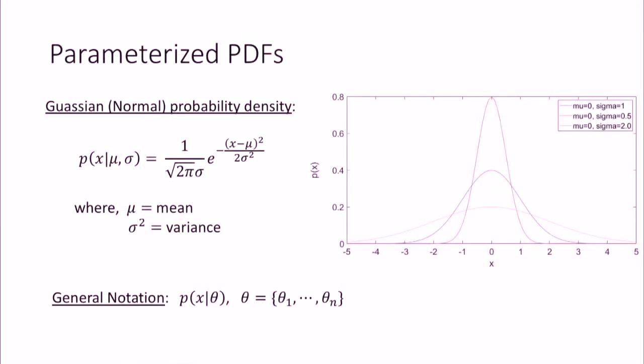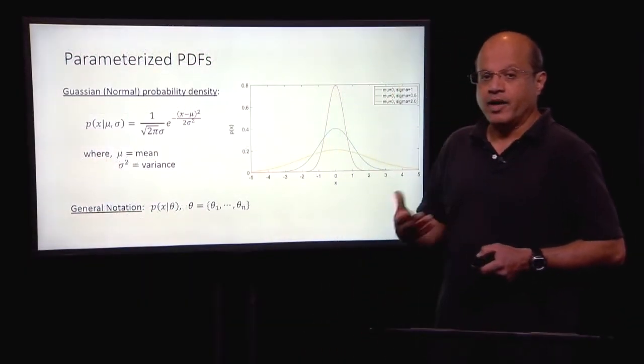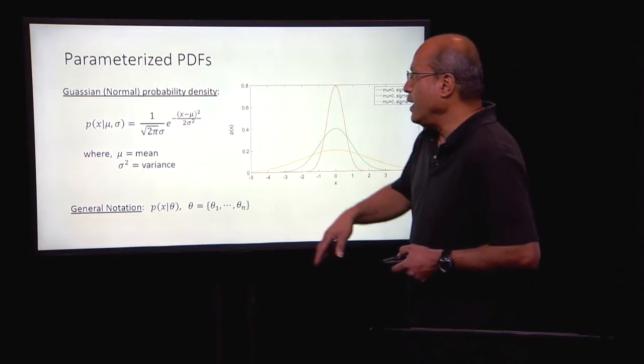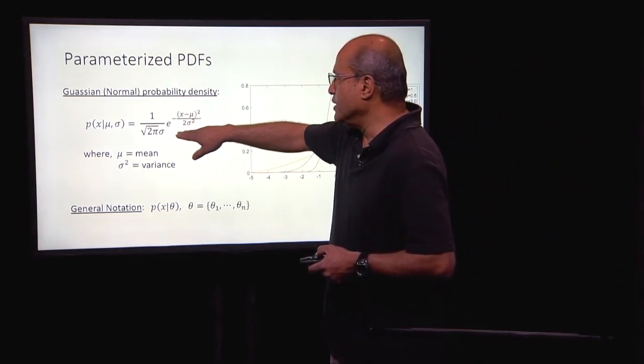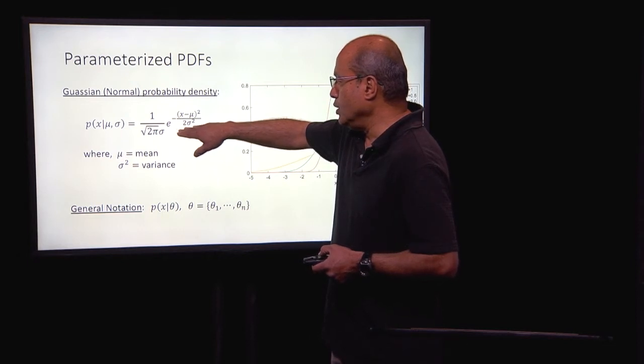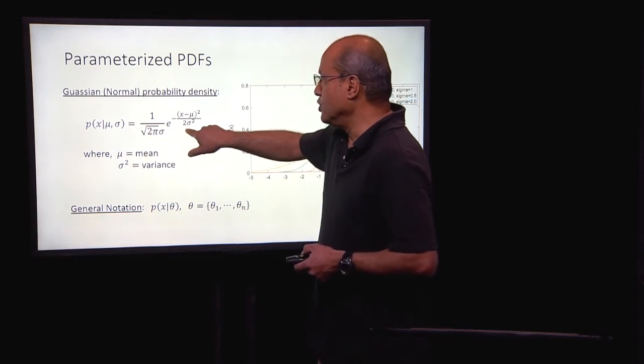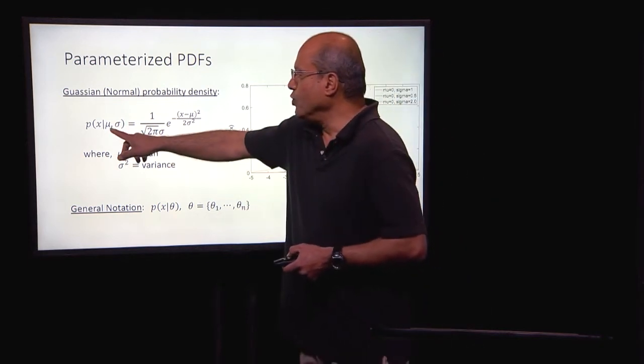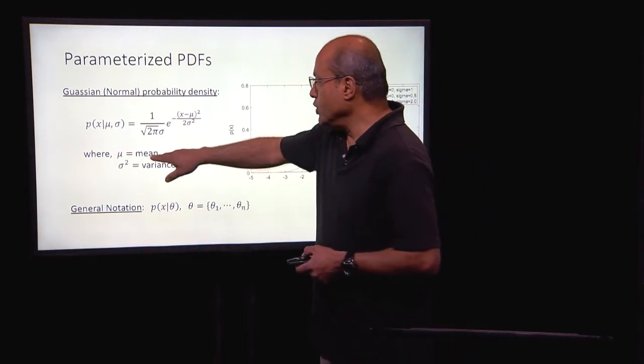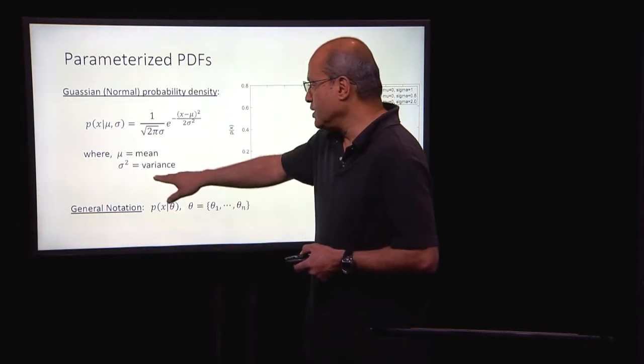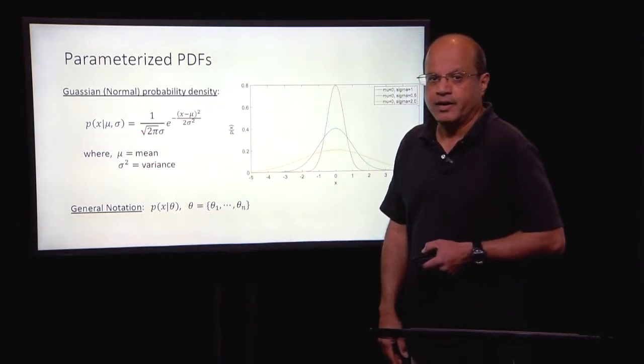So I have a random variable x, and this notation says that this is a probability density function of the random variable x for the parameters mu and sigma. That vertical line simply tells you that everything on the right-hand side of it are the parameters of that probability density function. And for a Gaussian probability density function, the functional form looks like this. The parameters mu and sigma have a meaning. Mu is the mean of the random variable x, and sigma squared is the variance of the random variable x.